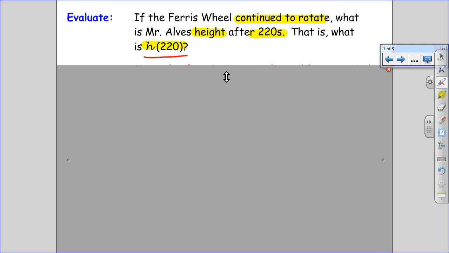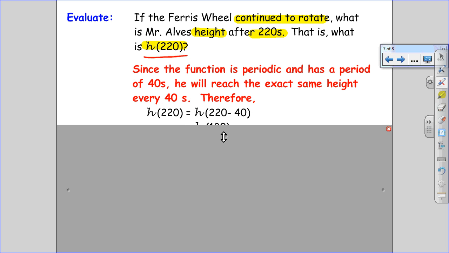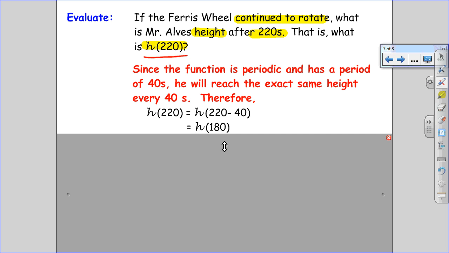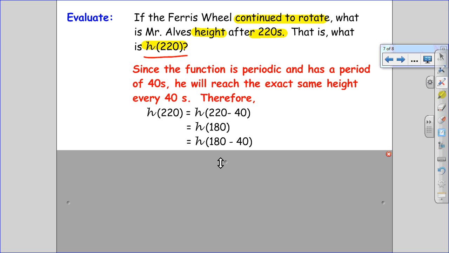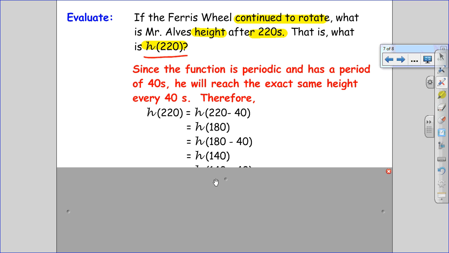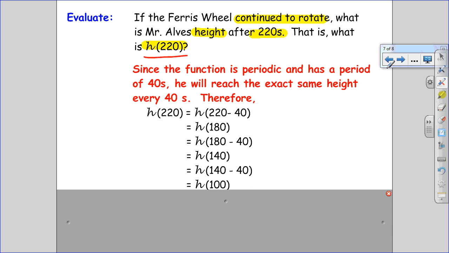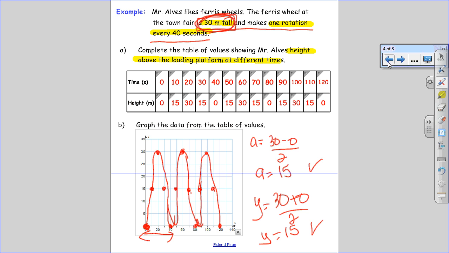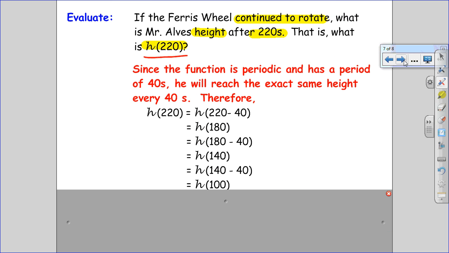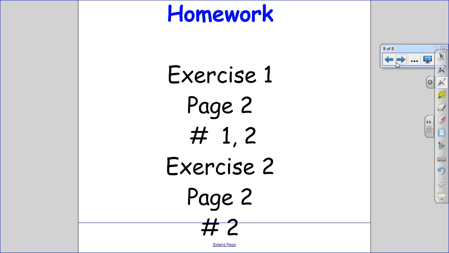So if I did h at 220 subtract 40, that's h at 180. Well, that's not in the data, I know. And it's not on my graph. I'm going to take 40 away again, and I'm left with 140. Still not on my graph. 140, take away 40, however, that takes me to 100. Let's see my graph again. At 100, I'm 30 meters. And if I look at the table, at 100, it's 30 meters. So if I know some of the values and I know the period, hopefully I can determine other values.